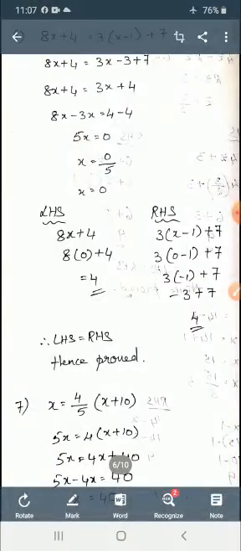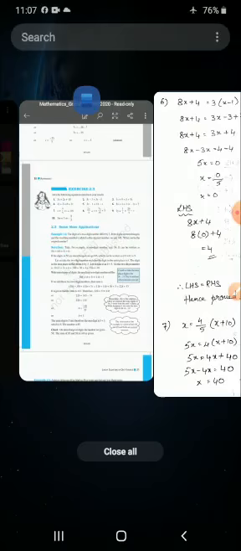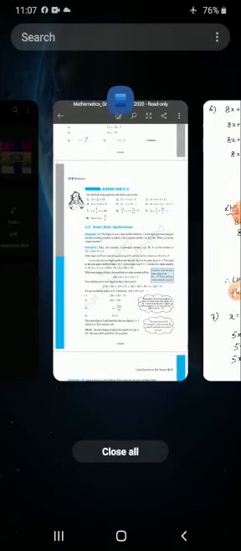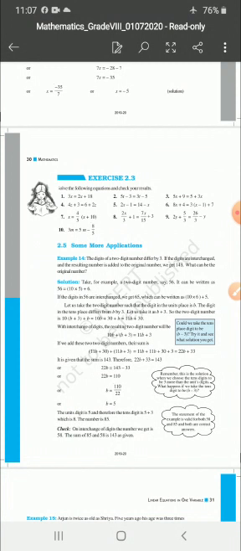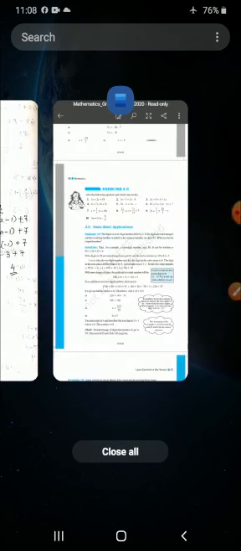Here, this is your seventh one. 8x plus 4 is equal to 3 into x plus 3 into x minus 1 plus 7. This one he asked us to solve, and he also asked in the question, see, I'll show you the question: solve the following equations and check your result. He asked us to solve and also to check the result, right? So I am going to solve it and also check it.